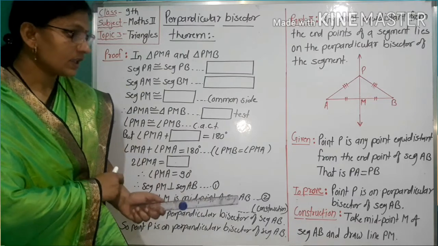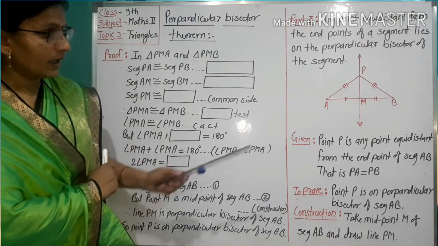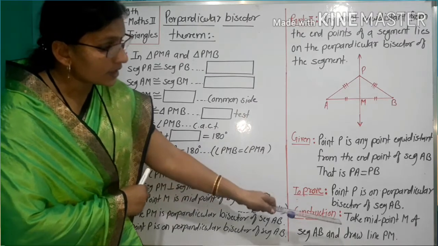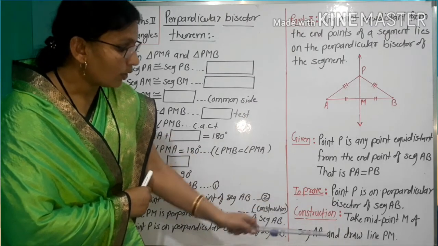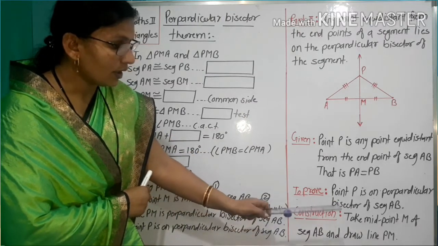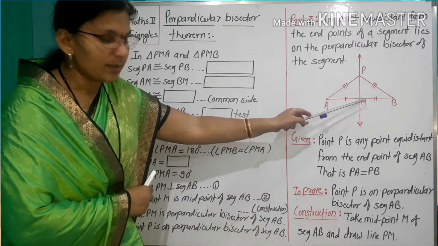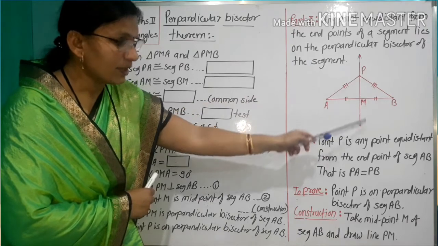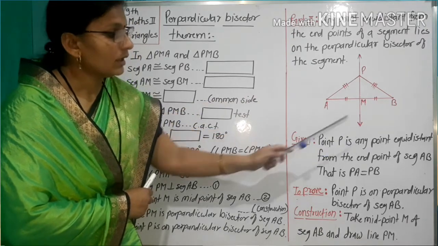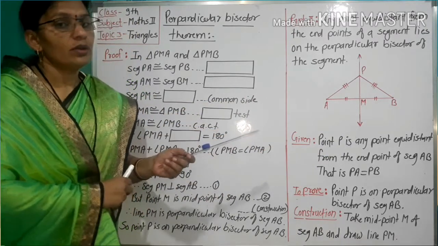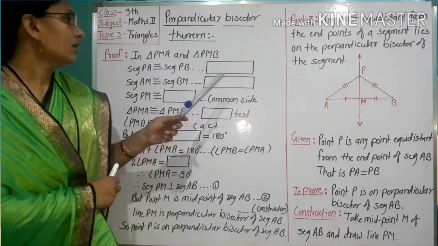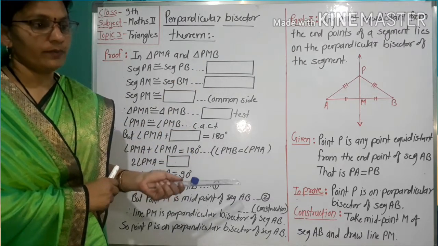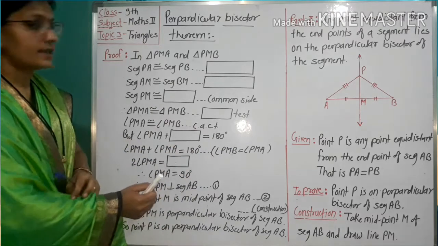For the construction, I show it in the figure: take midpoint M of segment AB and draw line PM. Here M is the midpoint of AB and line PM is drawn. Here we prove this theorem as an activity-based question. So let us start the proof.